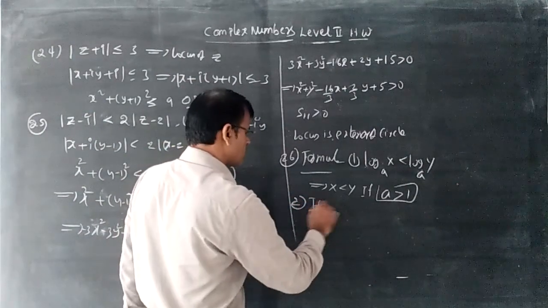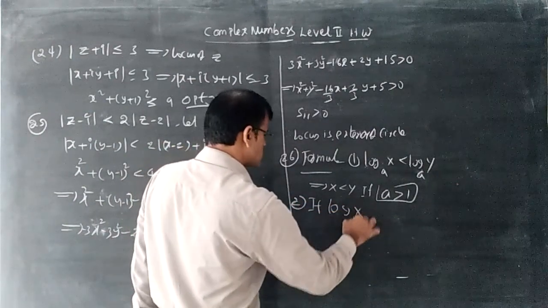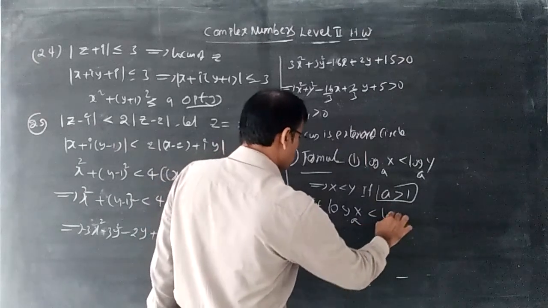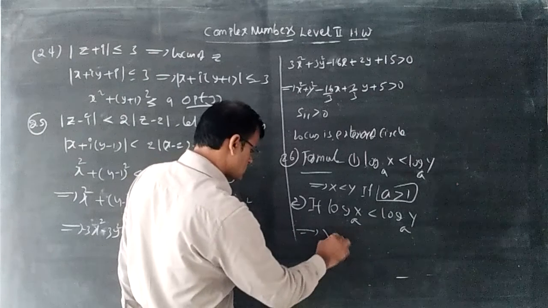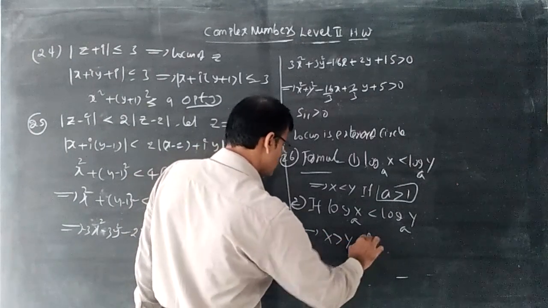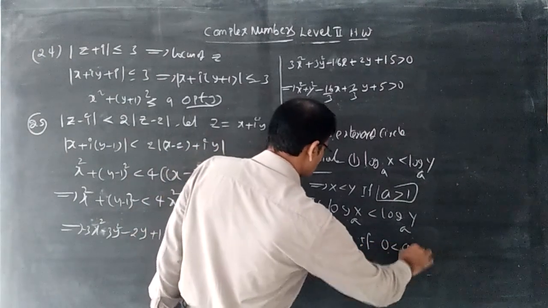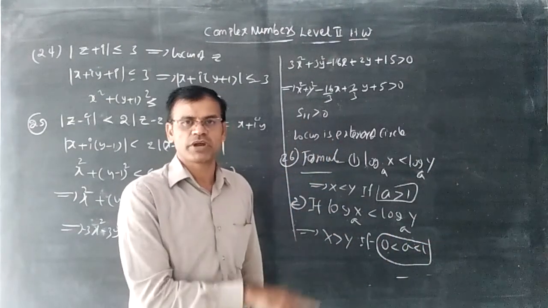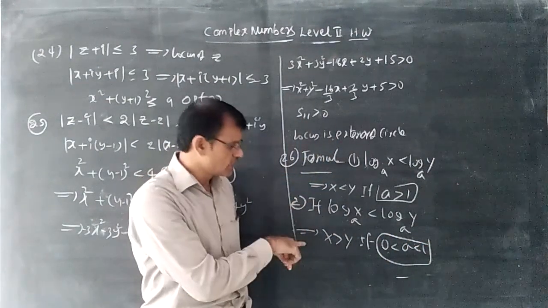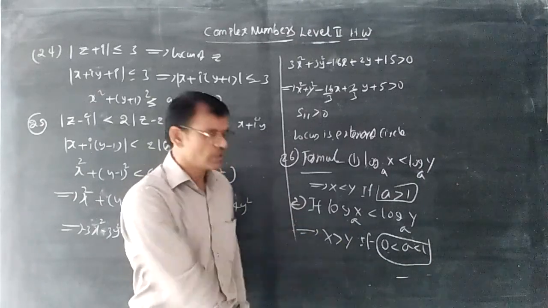Second form. If log x to the base a is less than log y to the base a, that implies x is greater than y if 0 is less than a is less than 1. That means, for example, 0.5, 0.2, 0.3, if you are getting such a base, then the symbols will be reversed.